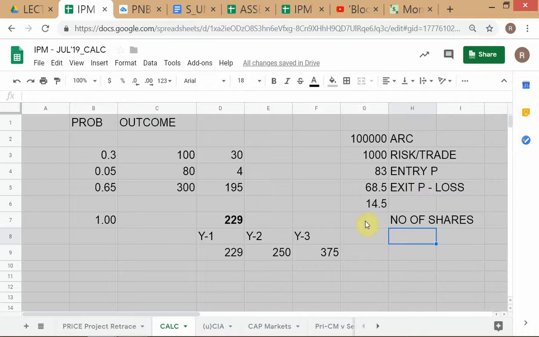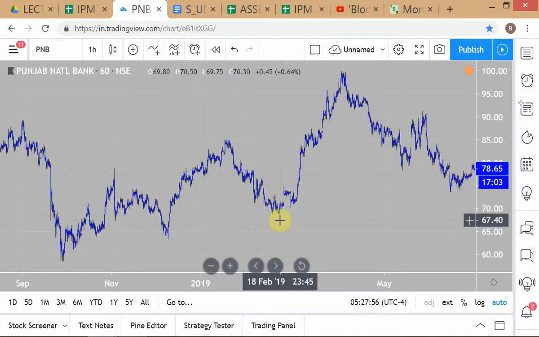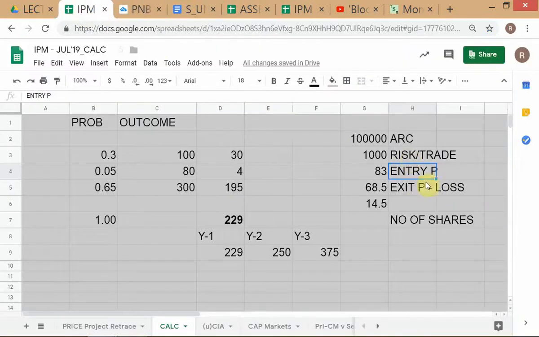How do you decide the number of shares? First, assuming all entries are at market, to keep it simple, set the exit price by looking at the chart. You saw how I did it. It's a reasonable approach, the previous low. Then, having looked at the entry price and the projected exit price, and knowing you can't afford to lose more than 1,000, you take the 14.5 per share you're losing.